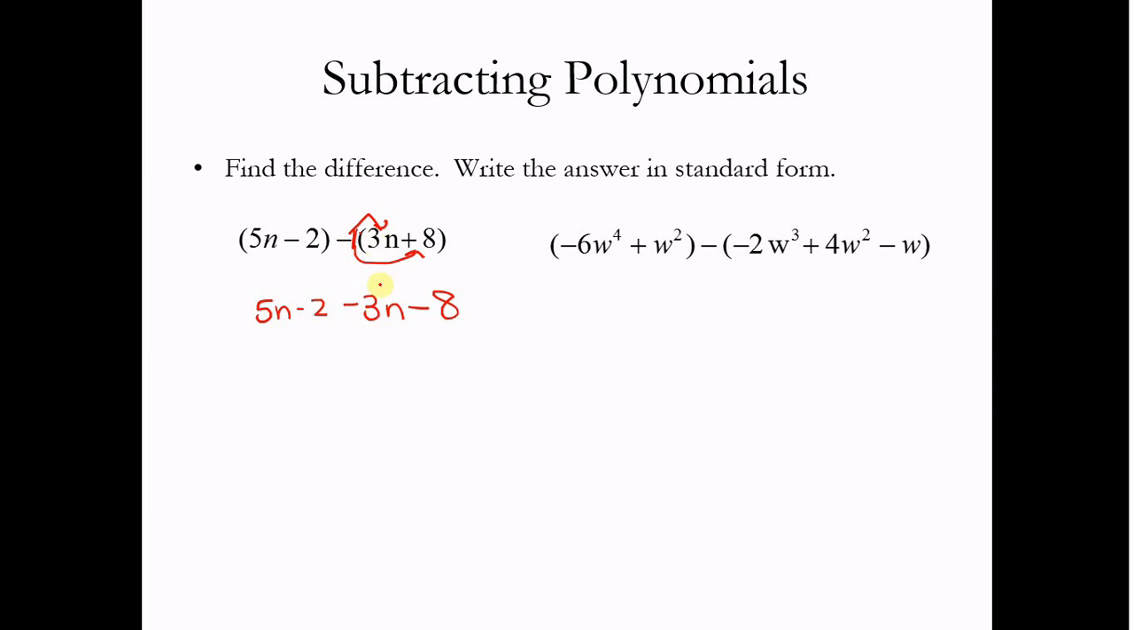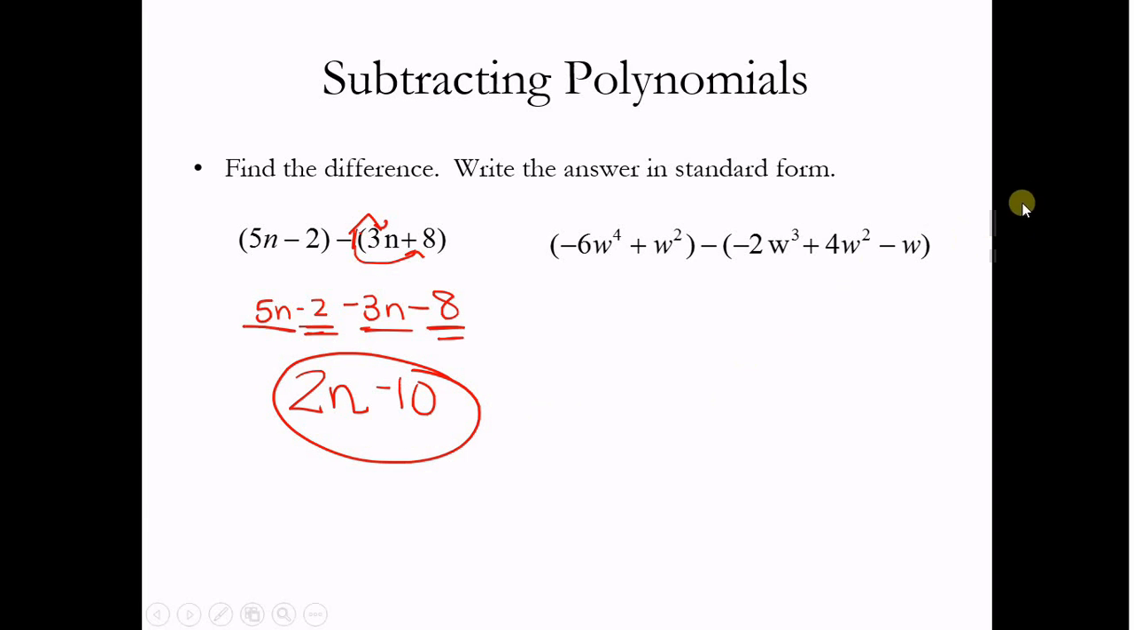So I'll go -1 times 3 gives me a -3. -1 times a +8, -8. Now you can combine your like terms. So I got this guy and this guy, so that gives me 2n, negative 2, negative 8, negative 10. Done with that part.